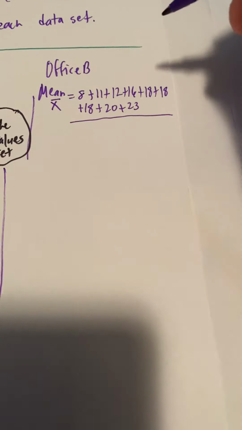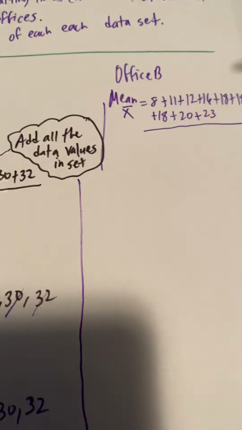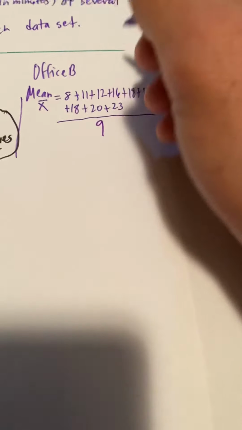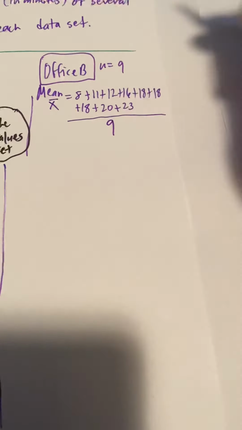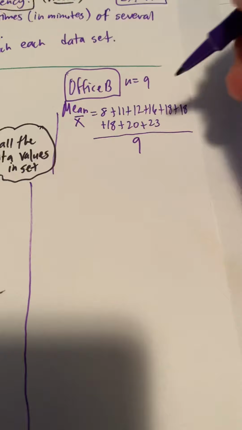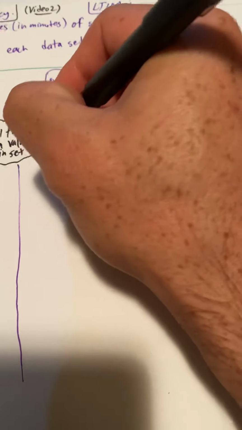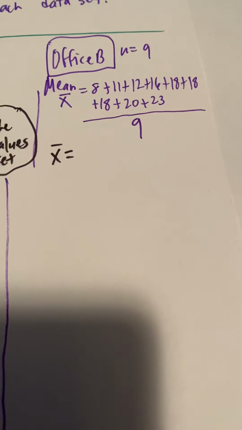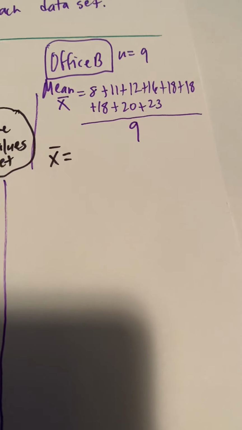the number of values in the set, data values in the set. So in this case, there was 9 again: 1, 2, 3, 4, 5, 6, 7, 8, 9. So my n value is 9. So right here, just put n is 9. Okay, so now when we simplify the numerator here, you can use our calculator for that, or you can just do it by hand. I'm going to save some time here again. So we're going to go ahead and just add them up using the calculator.